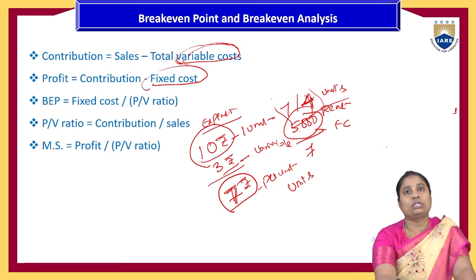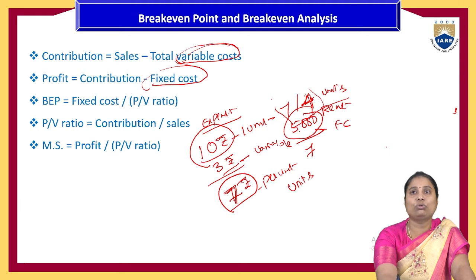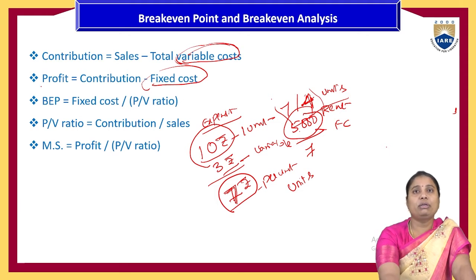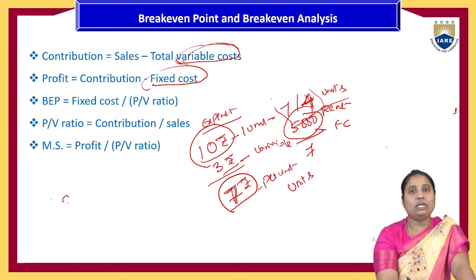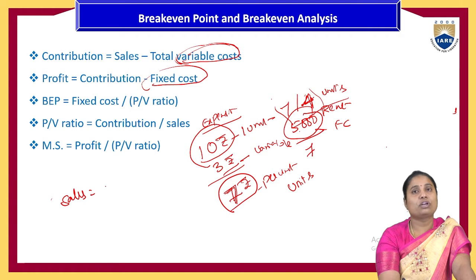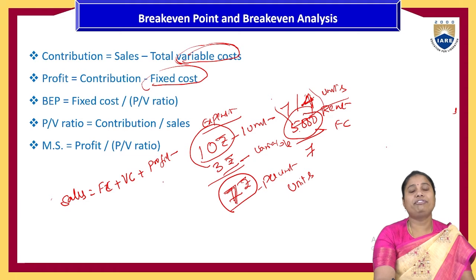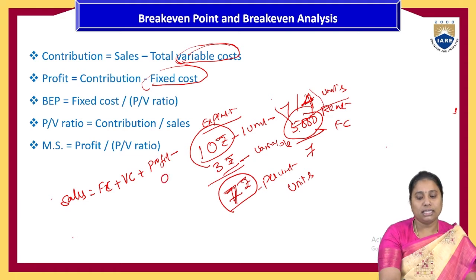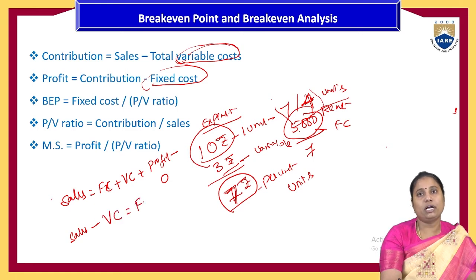Here also, contribution means sales minus the total variable cost, so that profit will be equal to contribution minus fixed cost. See here, for example, we have already seen sales equals cost, meaning fixed cost plus variable cost, plus profit. If it is a break-even, profit is 0. Then sales minus variable cost, if we send the variable cost to this side, equals fixed cost, plus profit is 0, which means the break-even point.